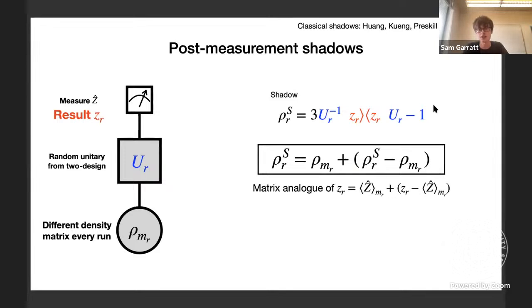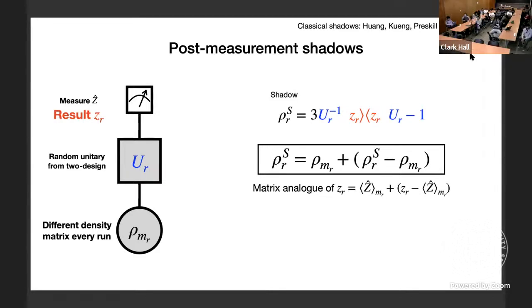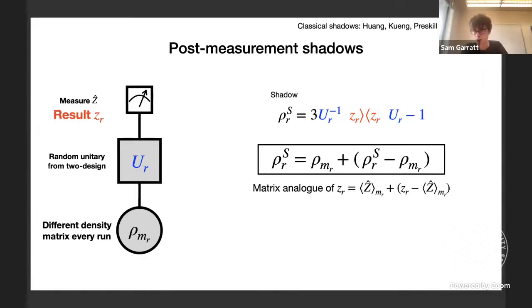Another way of saying that is that a useful decomposition of the shadow is that we can take the shadow, which we observe, rho SR, and always write it as, well, this is a trivial rewriting, but a useful way to rewrite it is as the actual post-measurement density matrix that we care about, plus a fluctuation around the post-measurement density matrix.